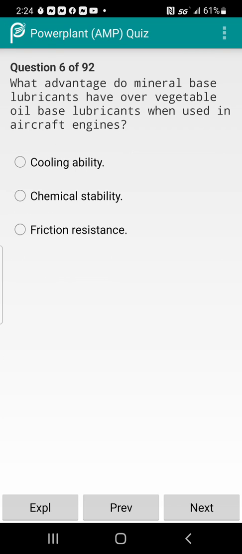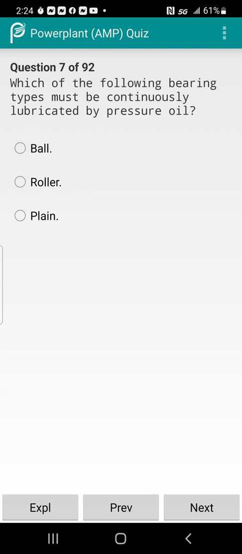What advantage do mineral-based lubricants have over vegetable oil-based lubricants when used in aircraft engines? Chemical stability. Which of the following bearing types must be continuously lubricated by oil pressure? Plain.